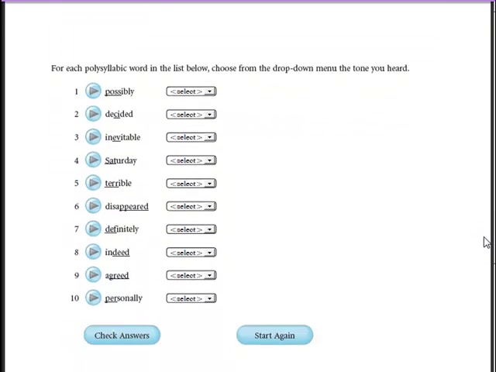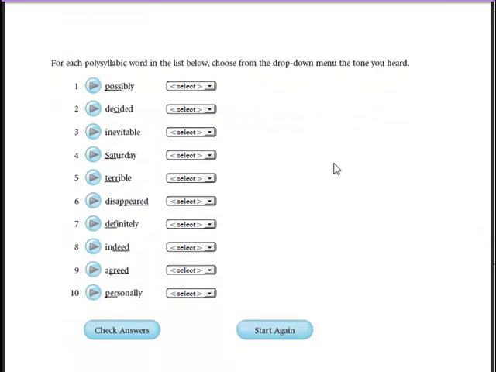Moving along, we have an audio exercise. For each polysyllabic word in the list below, choose from the drop-down menu the tone you heard. So let's try it. Possibly. Is it a falling tone, a rising tone, a fall-rise, or a rise-fall? Possibly. If you said fall-rise, you are correct.